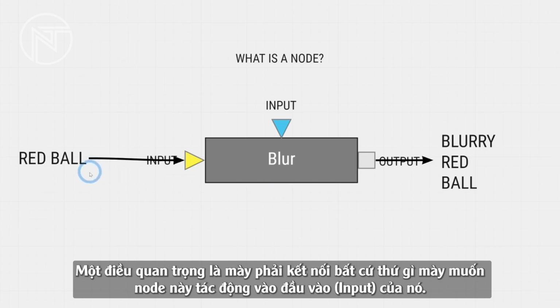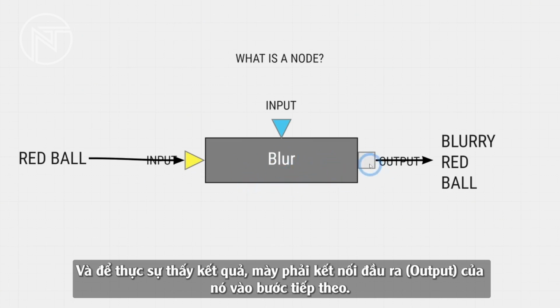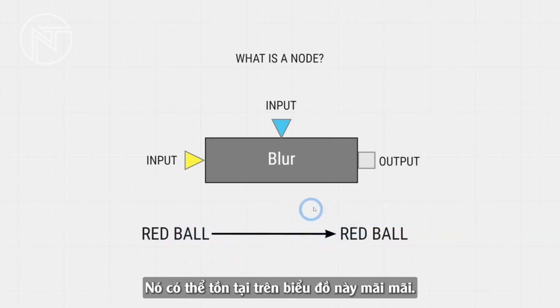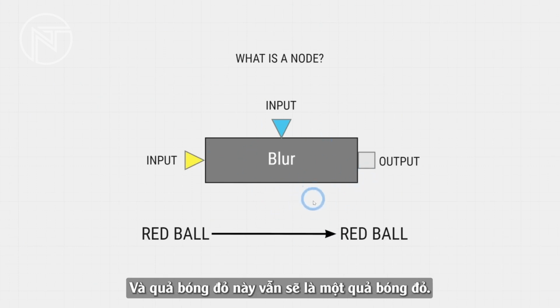One major thing is that you have to connect whatever you want this node to affect into its input, and to actually see the result, you have to connect its output into the next step. If the node isn't connected in between the things that you're trying to affect, it's not going to do anything. It can just live on this graph forever, and this red ball is still going to be a red ball.